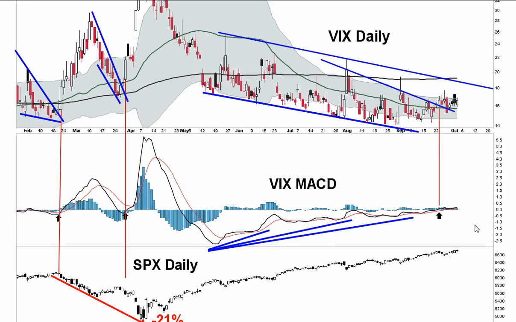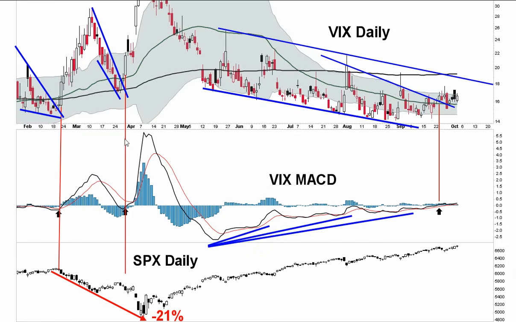But the MACD is positive, and you're above the 50 period moving average. This is a recipe for volatility for the S&P. And you can see that when the MACD got in positive territory last time and remained there, you had the surge in volatility, and the S&P ended up dropping 21% there earlier in the year from the February high.